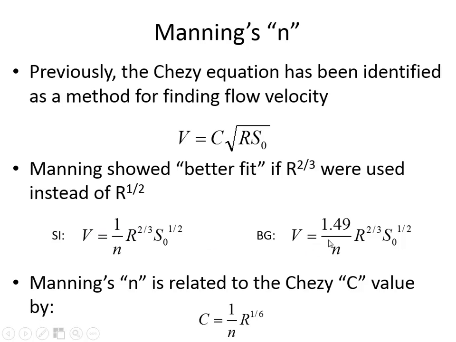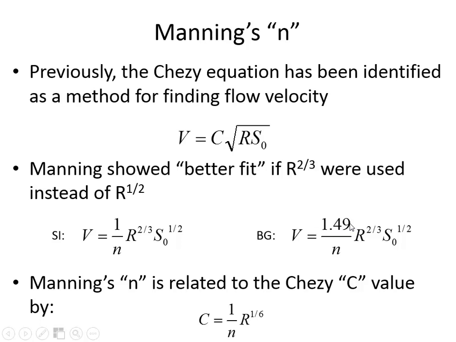And you'll notice that there is a prefix here of 1.49. Officially it's 1.486. Round off to 1.49 when we're using BG units. R is going to have units of feet in BG. The slope is unitless. And the reason for this 1.49 is the way that N is measured. N doesn't have any units. I'll show you a table of N in a little while, but the N values that we have are for SI units. And so when we apply those N values into traditional units, we have to use 1.49.